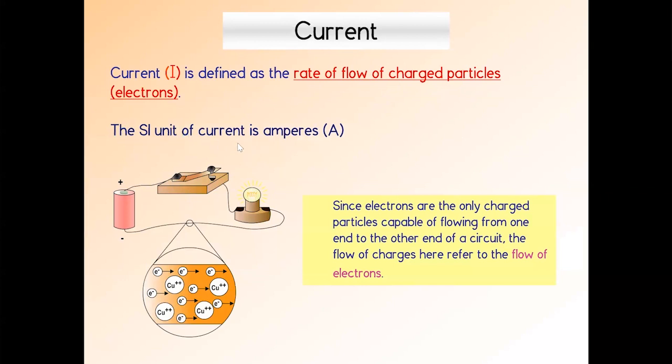So SI unit of current is ampere. You represent it with a capital letter A. Need to be this, okay? And current we represent with capital I. Yep, don't confuse this symbol here with the SI unit.